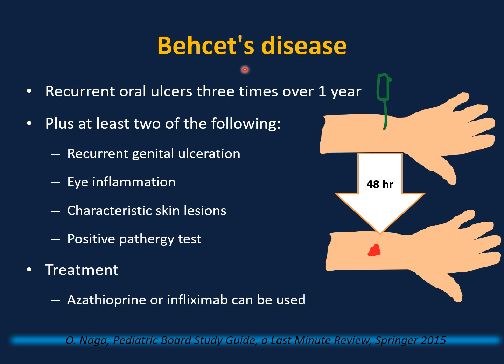Behcet's disease is a rare disorder, affects any size blood vessels in the body, can be associated with inflammation anywhere in the body. Criteria for diagnosis of Behcet's disease: recurrent oral ulcers 3 times over 1 year, plus at least 2 of the following: recurrent genital ulceration, eye inflammation, characteristic skin lesions, a positive pathergy test.